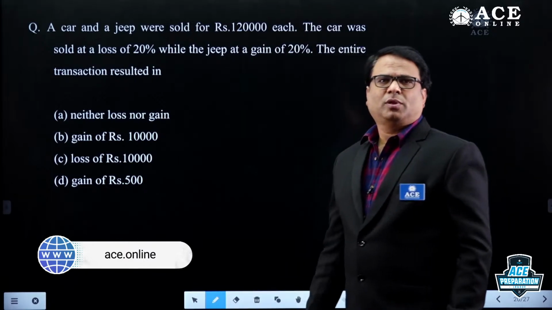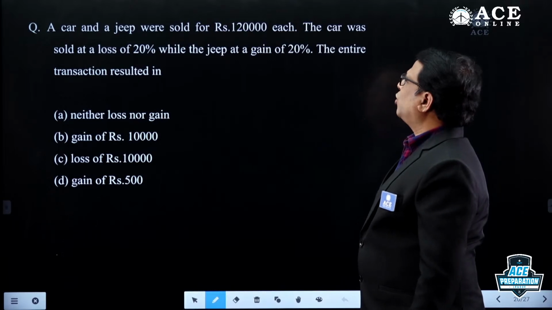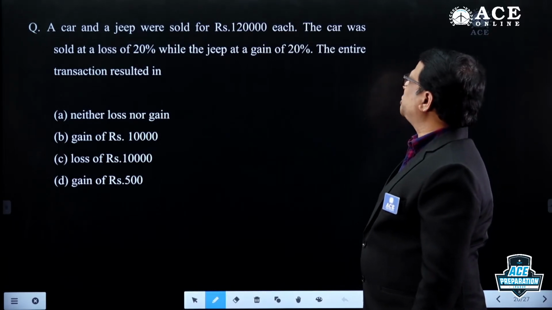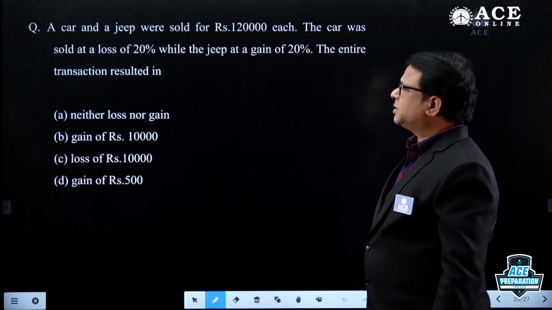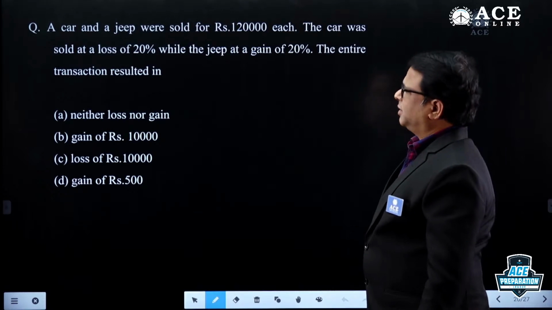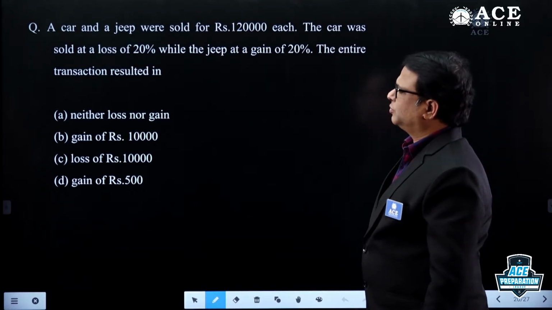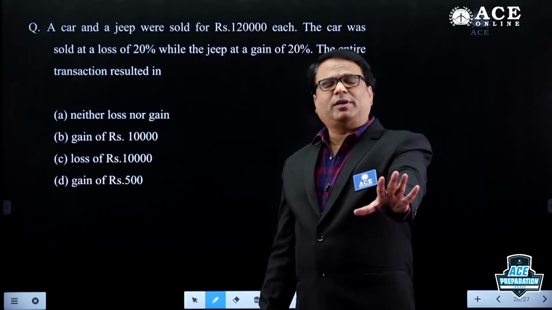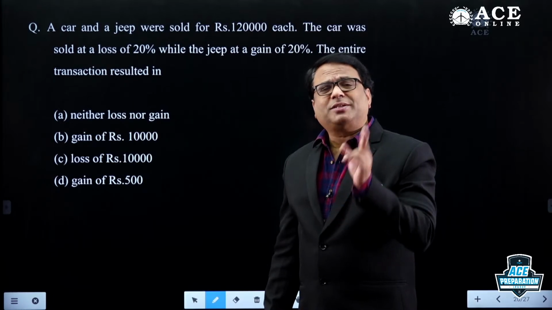Next, a car and a jeep were sold for rupees 1,20,000 each. The car was sold at a loss of 20%, while the jeep at a gain of 20%. The entire transaction resulted in, so on the whole, if profit, how many rupees profit? If loss, how many rupees loss?